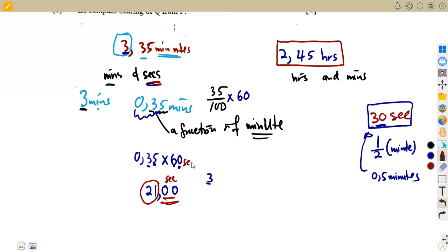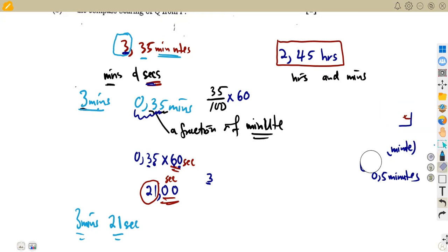Remember, here we multiply by 60 to convert to seconds. So at the end, our answer is going to be what? 3 minutes, which is the whole part that we had. How many seconds? 21 seconds. So we've got 3 minutes and 21 seconds, which is the same minutes that we had, but now we just expressed these minutes as minutes and what? Minutes and seconds.